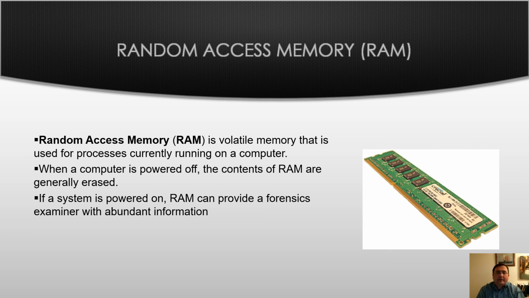Random access memory is a volatile memory that's used for processes currently running on a computer. When a computer is powered off, the contents of RAM are generally erased. However, if a system is powered on, RAM can provide a forensic examiner with a treasure trove of information, which can include internet searches, websites visited, and possibly even passwords. So for a computer forensic examiner, the live analysis of the RAM is very important.